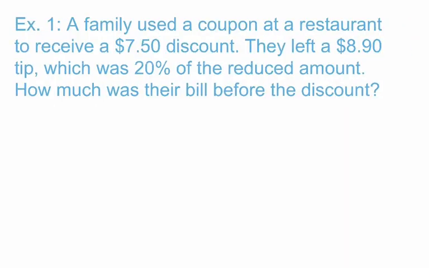For our first example, we have: a family used a coupon at a restaurant to receive a $7.50 discount. That discount comes off the total price of their bill. They left an $8.90 tip, which was 20% of the reduced amount. How much was their bill before the discount? So that's what we're trying to figure out here. We're trying to figure out how much their bill was before the discount.